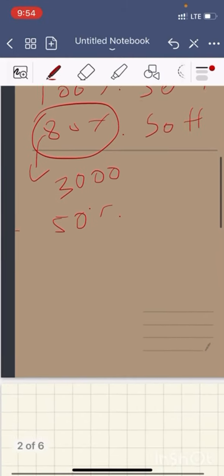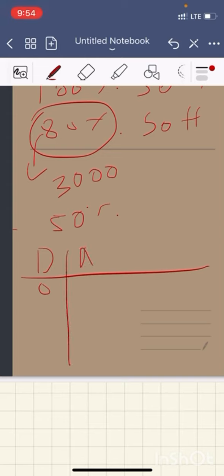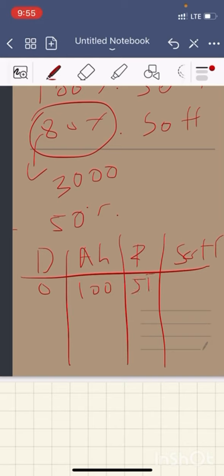So let's understand what exactly is happening. When you buy a new battery, let's say it's day 0. Let me put the day, AH, the resistance, and also SOH. On day 0, your battery has 100 AH. Let's say it has 55 milliohm of internal resistance. I will talk about resistance later. So SOH will be 100%.